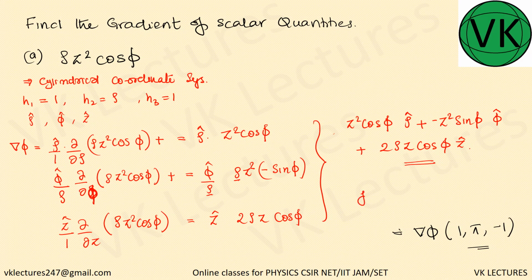So find the del phi at 1, minus 1, pi. That is your work.